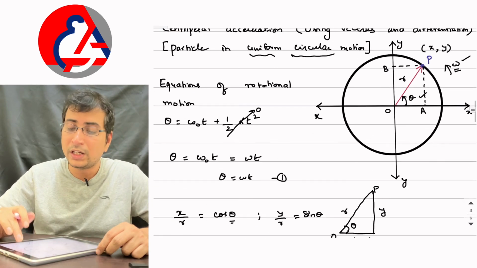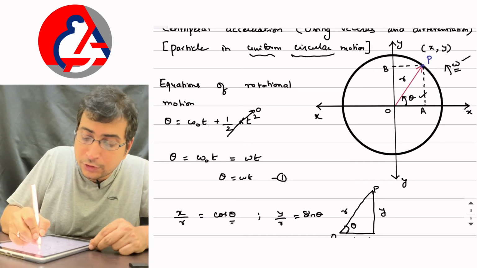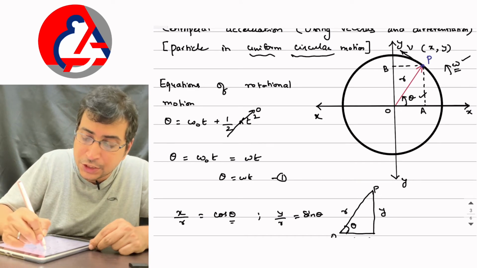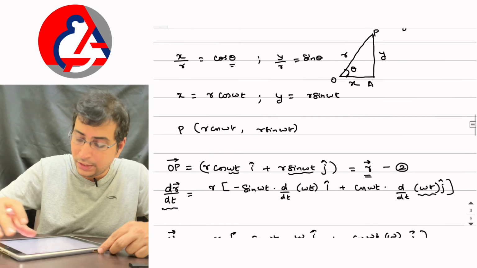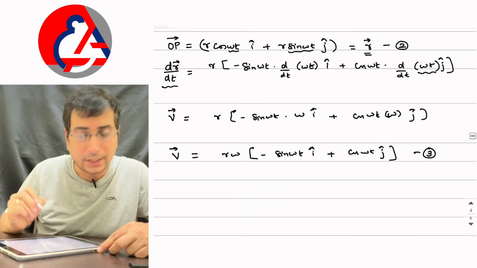And remember, whenever a particle is revolving in a circular motion, the velocity of the particle is always tangential to it. So this gives us the tangential velocity that is present for the particle at time t.